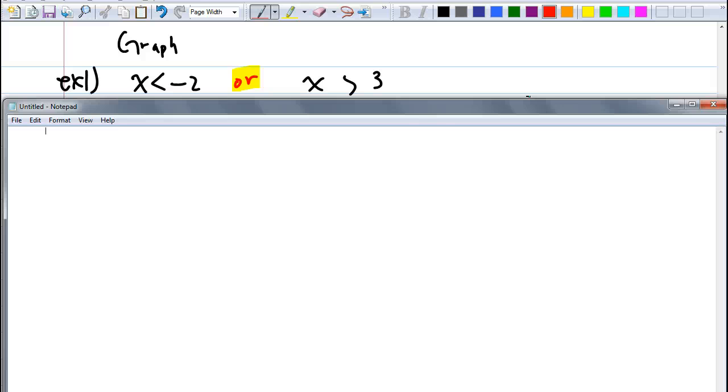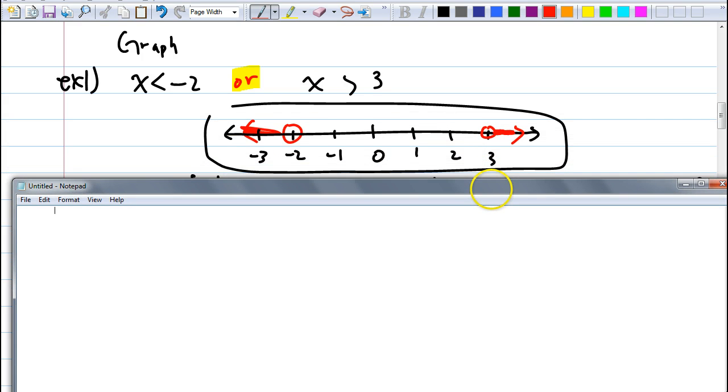Go ahead, everybody try. I'll wait. So how many people graphed? You don't really need scratch work, right? This is the solution. This is how you graph it, because or means you include the solution of the first inequality plus the second inequality, correct?